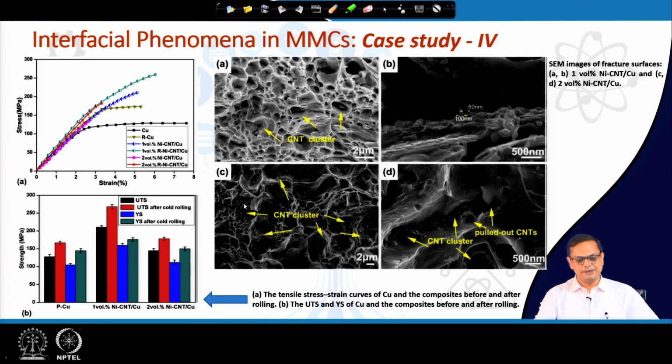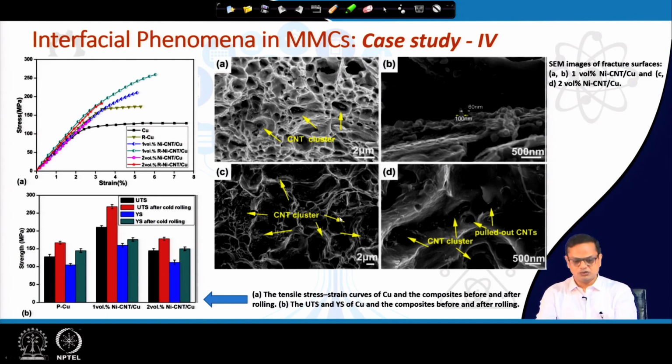That means you can see here there is a lesser amount of dimples, and you can see some amount of cleavages as well. Okay. Some amount of cleavage failures as well, and those are coming because of the poor ductility and higher amount of porosity when you have 2 volume percent CNT.